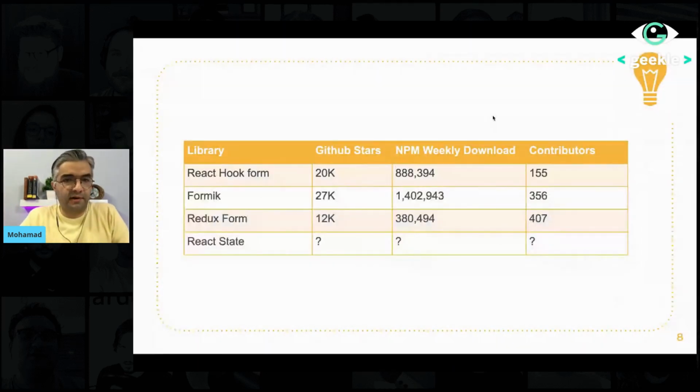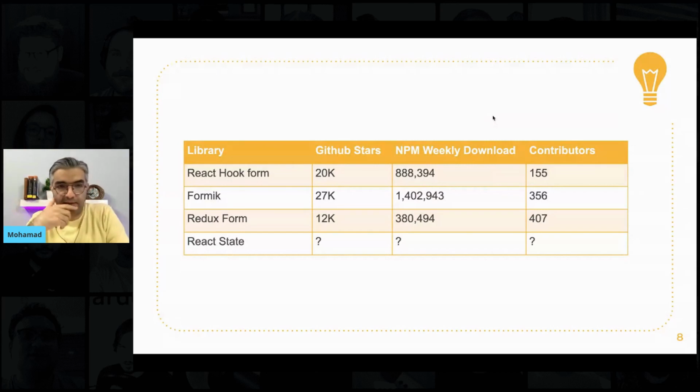Okay, first of all, let's compare these libraries in terms of GitHub stars, NPM weekly downloads, and contributors. React Hook Form has 20K GitHub stars, Formik 27K, and Redux Form 12K. As you know, GitHub stars are very important. Why? Because, for instance, if I go for and choose Formik for my project, and at the end of the day I feel like we understand each other, I'll give it a star, for Formik for instance.